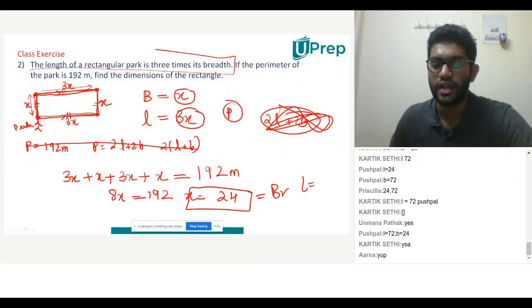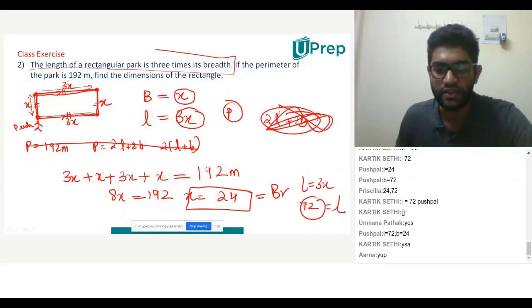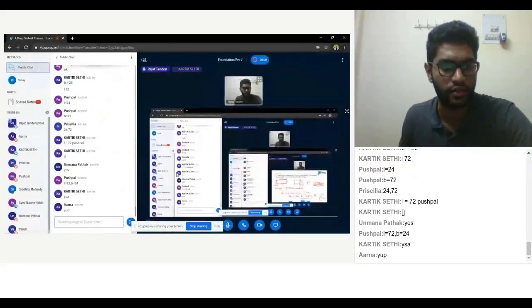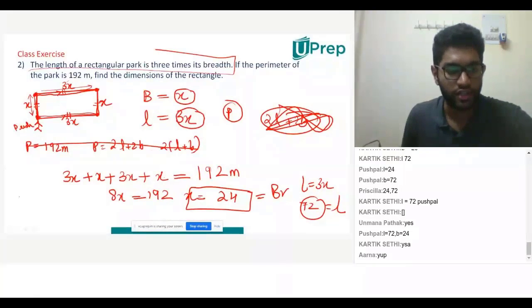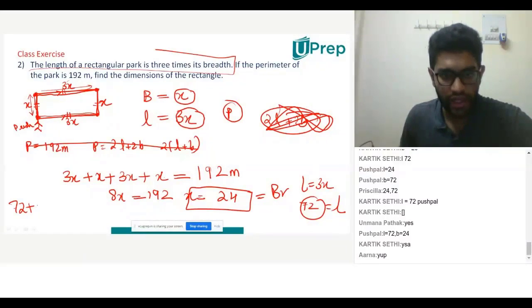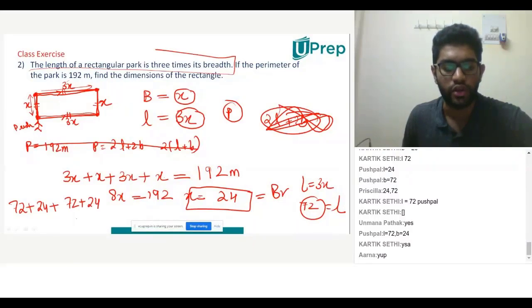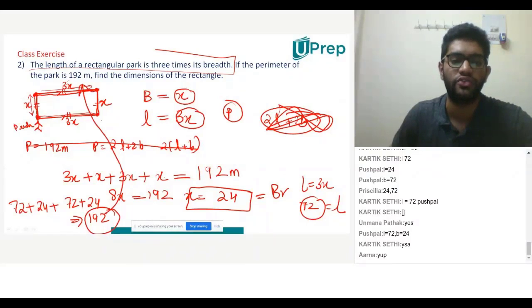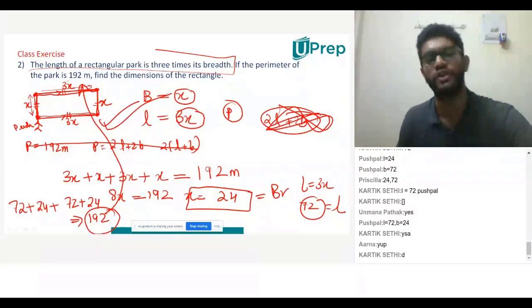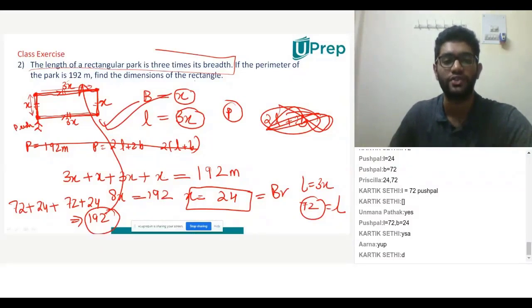The length is 3x, so 3 into 24 is 72. Length is 72 and breadth is 24. Is it very clear, guys? Yes, sir. Now if you want to recheck, it is simple. 72 meters I traveled, then I traveled 24, then I traveled 72, then I traveled 24. Total, did I travel 192? That is what is given in the answer. Our answer is correct. We do not even need a teacher to verify the answer. We have verified our answers for ourselves.